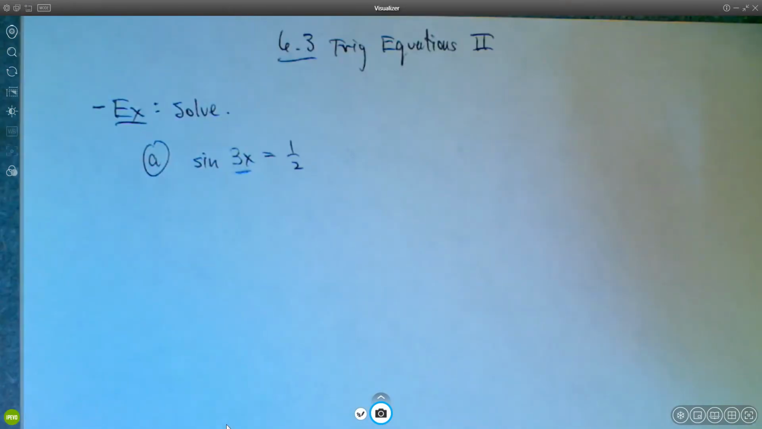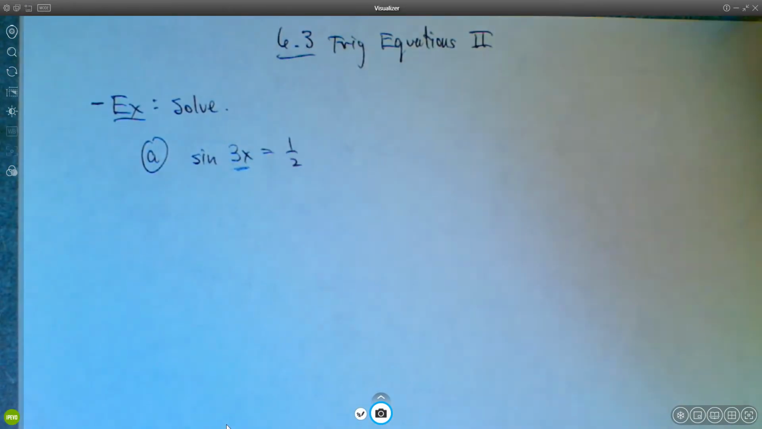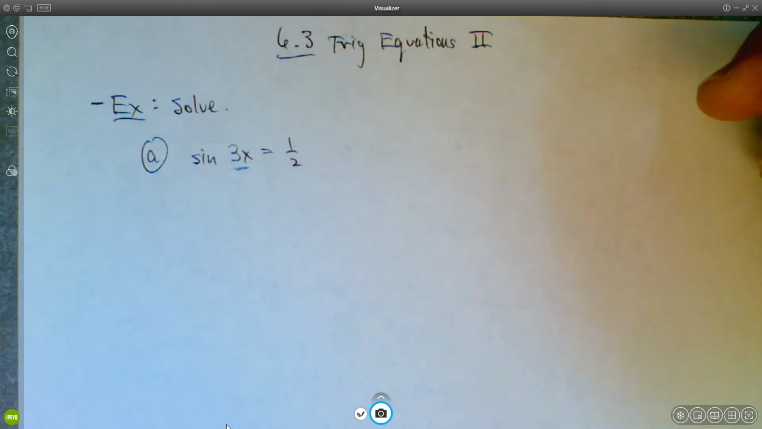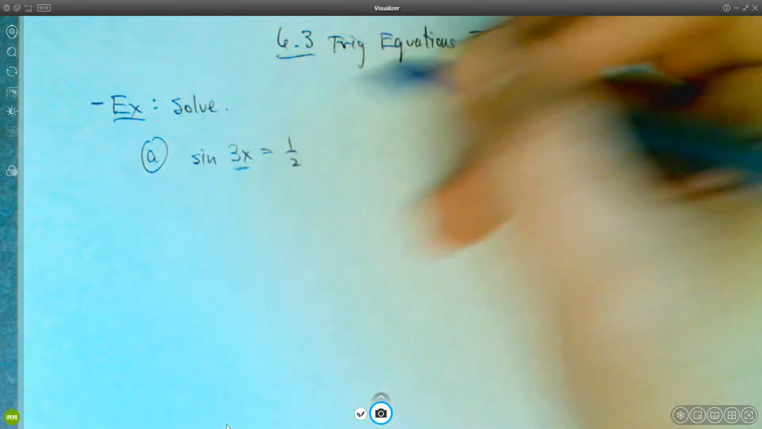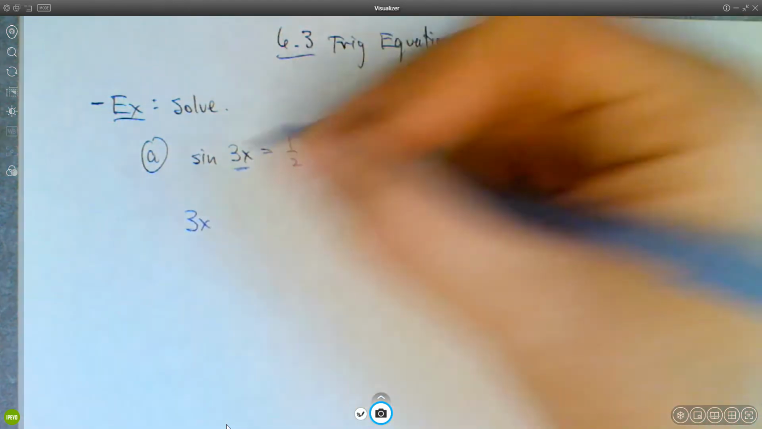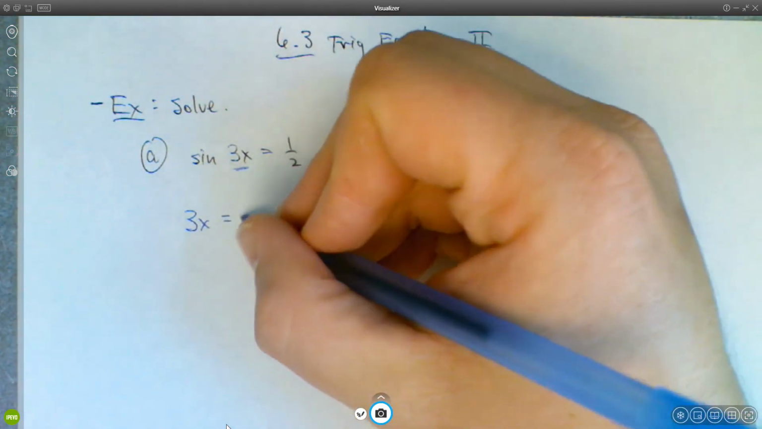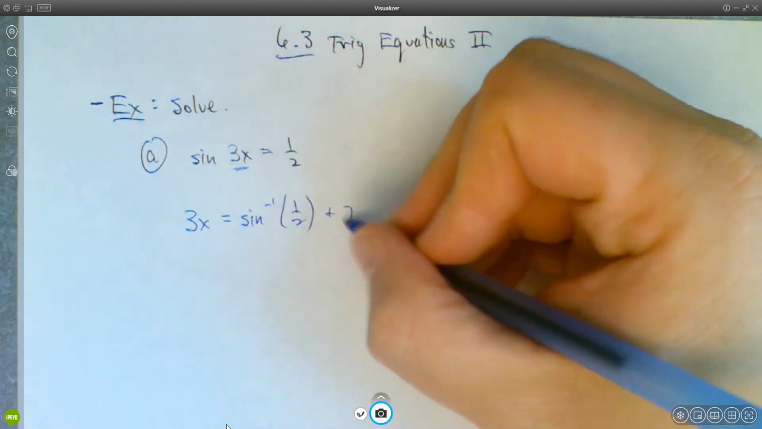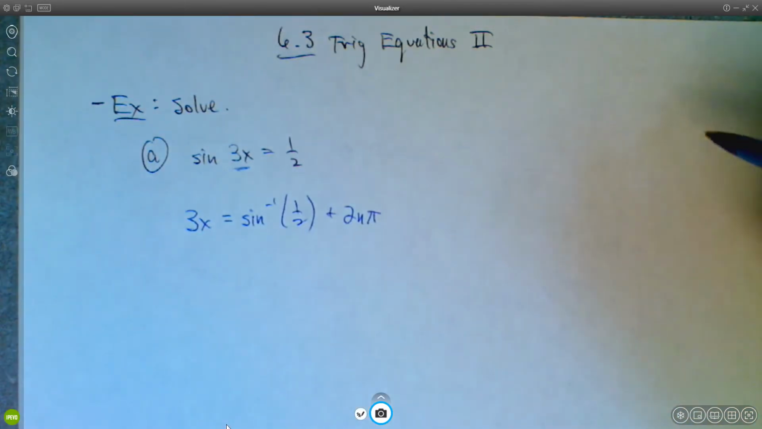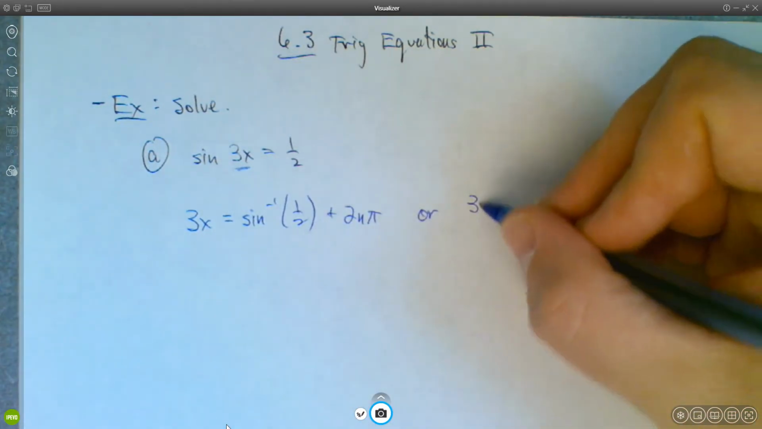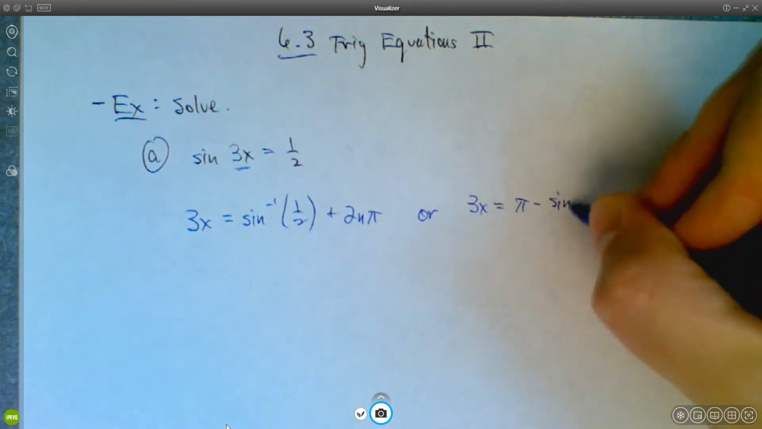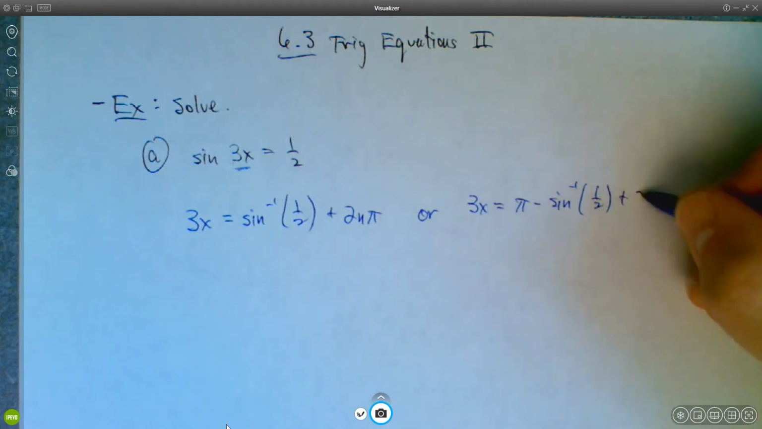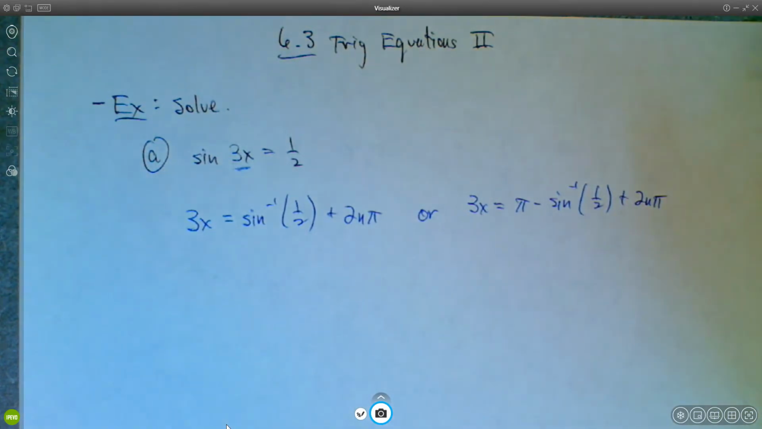So let's say you have sine 3x equals 1/2. This is already in that nice format that we were talking about in 6.2, sine x equals k. And so what we're going to say is that if sine 3x equals 1/2, then if you were to take sine inverse of both sides, you would get 3x equals sine inverse of 1/2, right? That's one set of solutions, and then every 2 pi units after that is also a solution. The other possibility is that 3x could be pi minus sine inverse of 1/2, and solutions every 2 pi units after that as well.